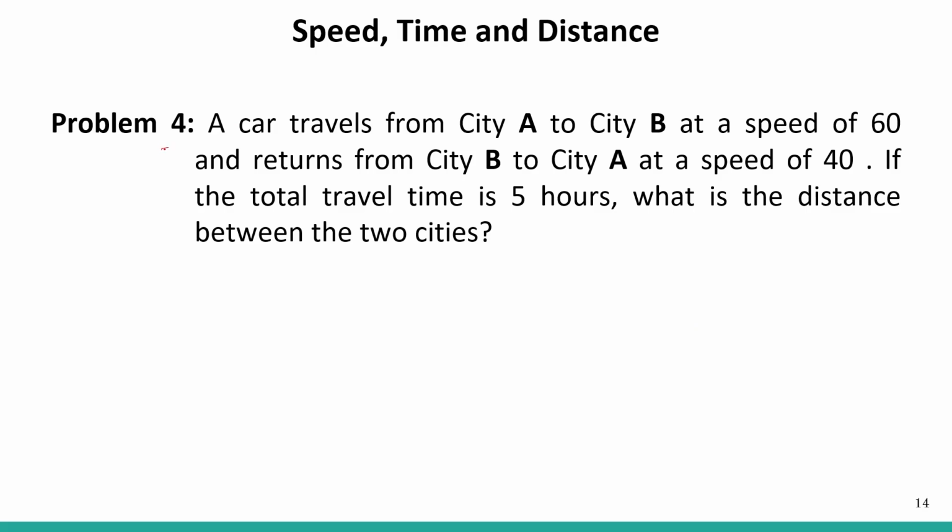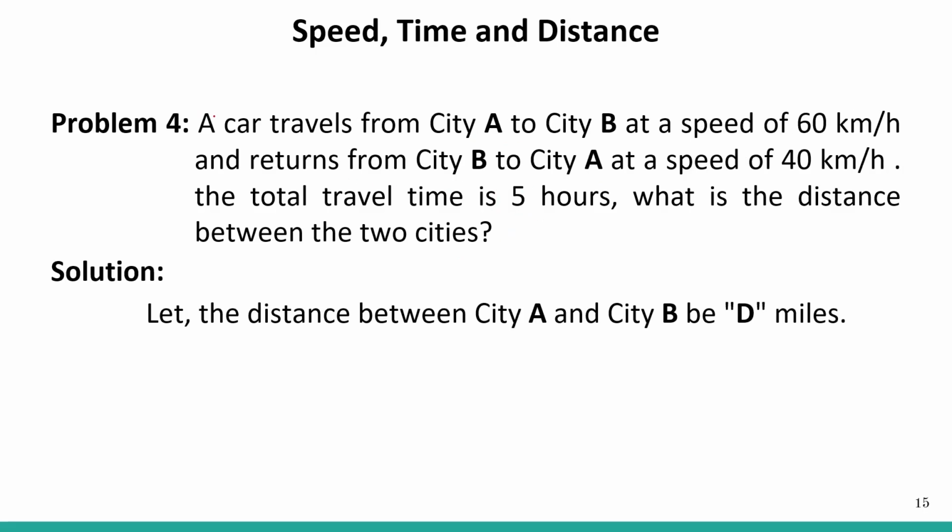So problem 4. If a car travels from city A to city B at a speed of 60 and returns from city B to city A at a speed of 40, and the total travel time is 5 hours, then what is the distance between the two cities? Okay. So the car travels from city A to city B at a speed of 60 km per hour and returns from B to A at a speed of 40 km per hour, and the total travel time is 5 hours. What is the distance between the two cities?